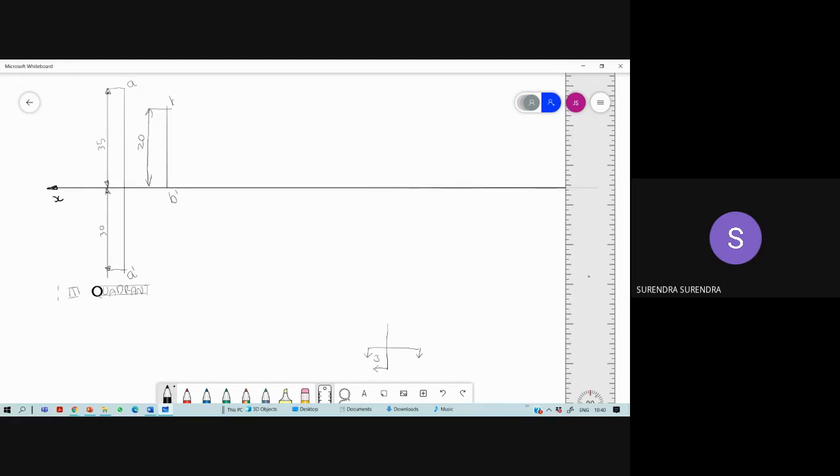So as the front view is on the XY line, it indicates the point is on the horizontal plane. The point is on the horizontal plane, and as the top view is above the XY line, it implies it is behind the vertical plane.